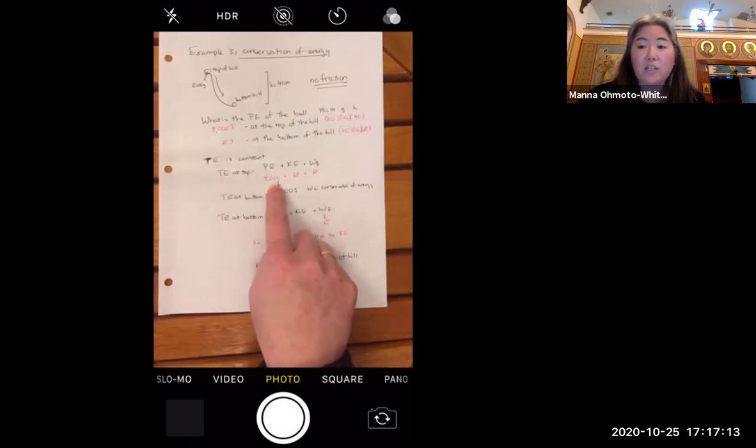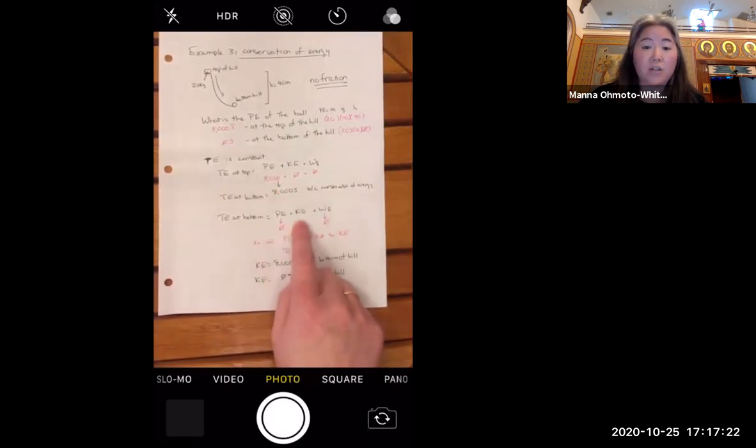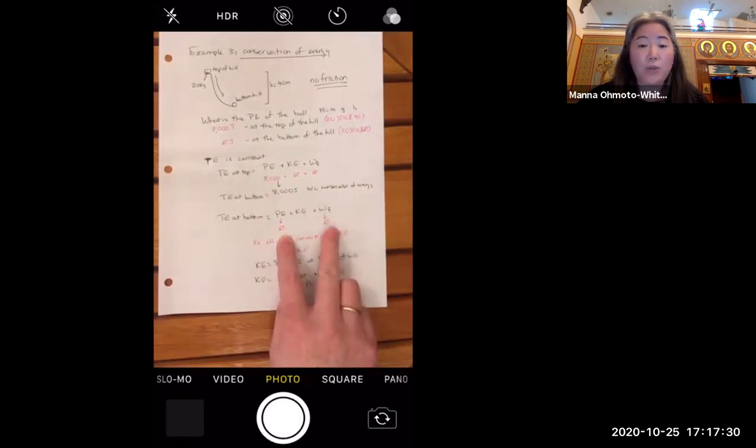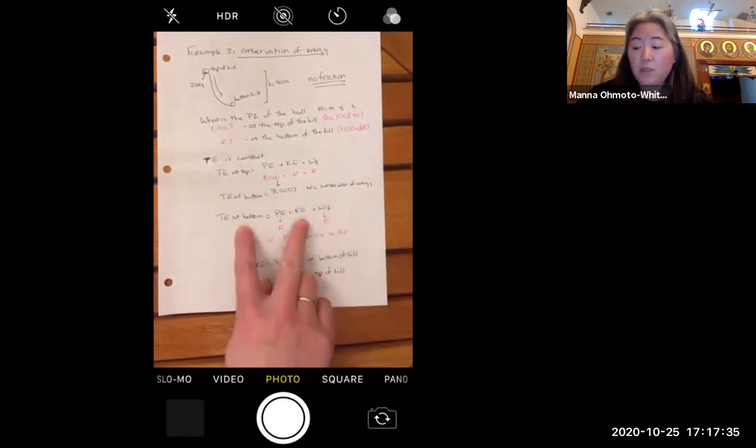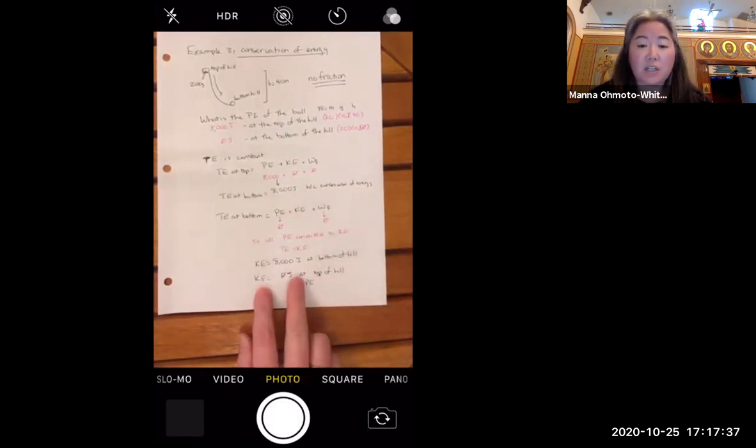My total energy doesn't change. That's the conservation of energy. So my total energy at the bottom is also 8,000 joules, and that's going to be equal to potential energy plus kinetic energy plus work loss due to friction. I have no height, so my potential energy is 0, and I told you that there was no friction, so there is 0 work loss due to friction. So at the bottom, my total energy is just my kinetic energy.